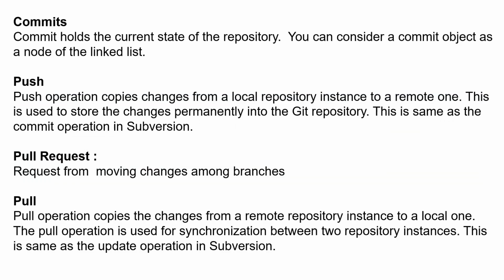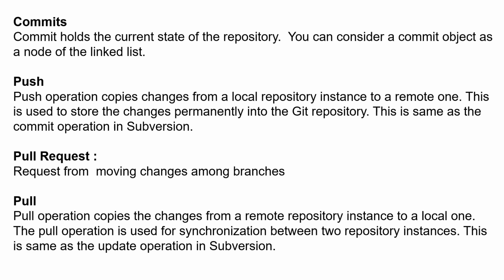Commit holds the current state of the repository. Let's say for example, once you are done with the changes in the feature branch, you will commit it. So that is how commit works. Next is push. Once everything is done in your local repository, you will push it to the remote one so that your teammates can just get it from there.